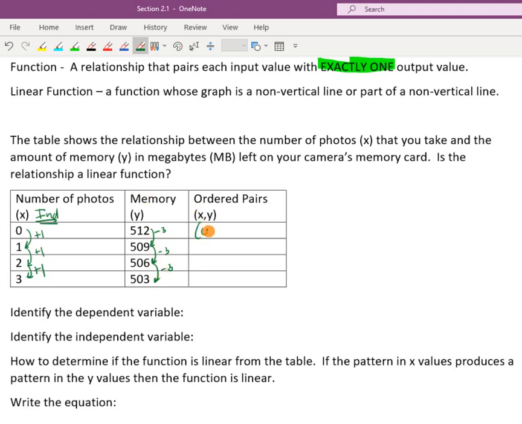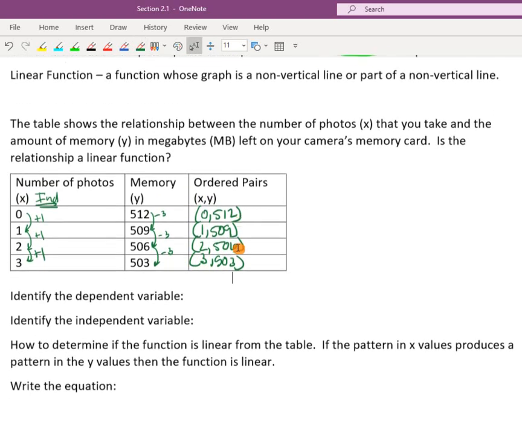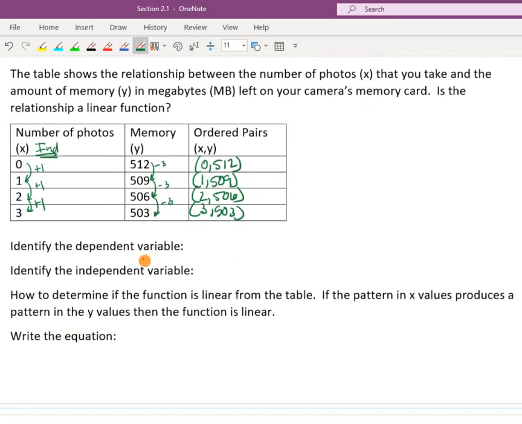My ordered pairs are 0, 512, 1, 509, 2, 506, and 3, 503. Think about this. Identify the dependent variable. Well, the dependent variable is your memory. Remember, just logically, how much memory is on my phone or my card is dependent on how many photos I've taken. The more photos, the less memory I have left over. So memory is my dependent variable. Therefore, number of photos is the independent.